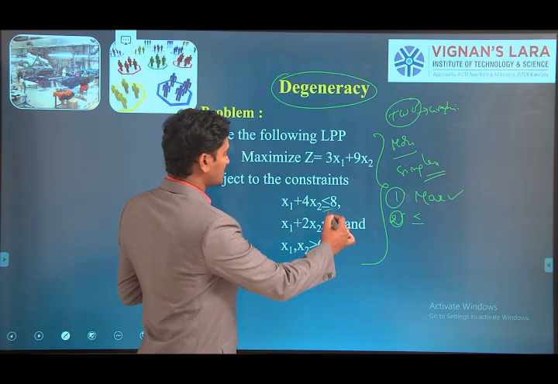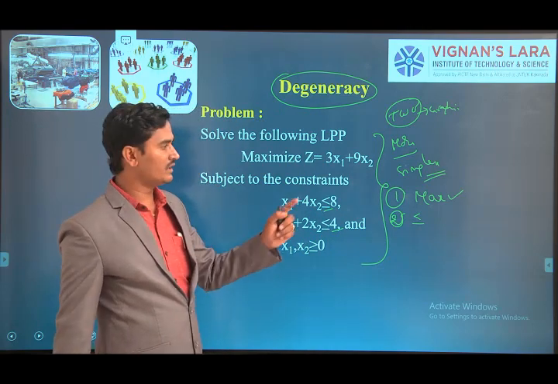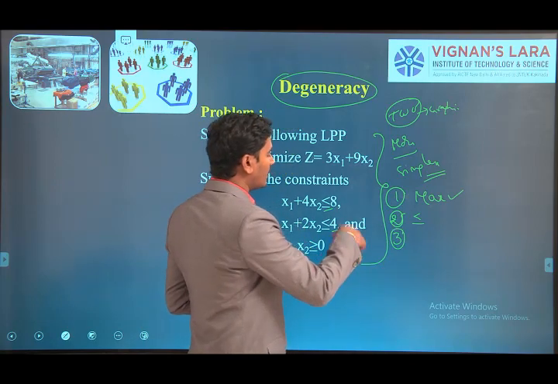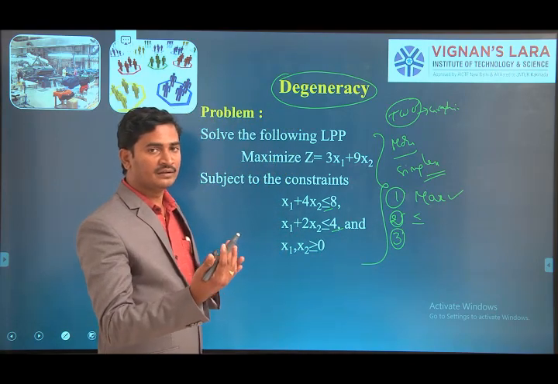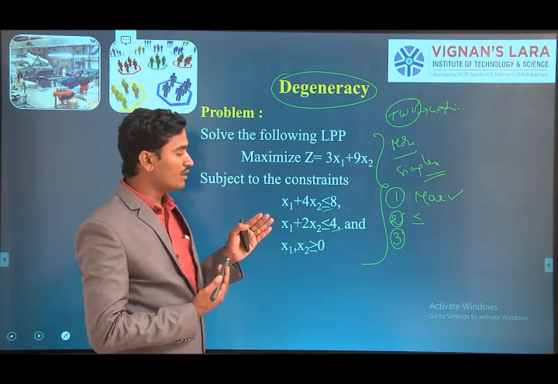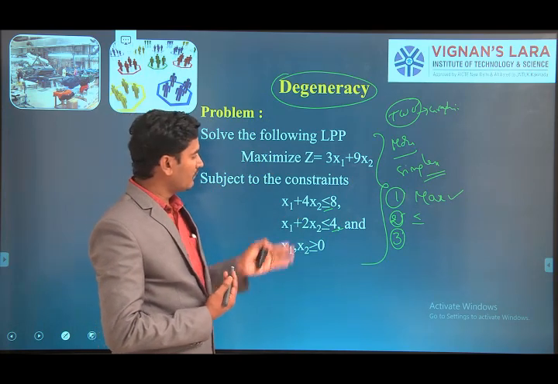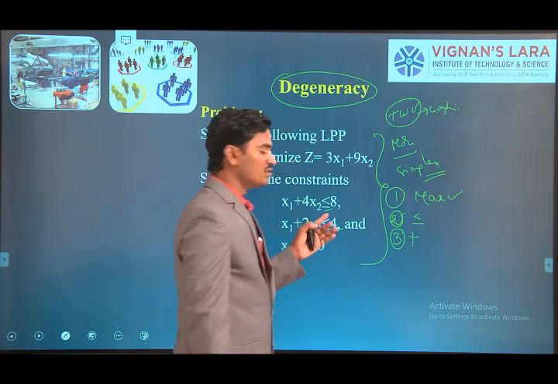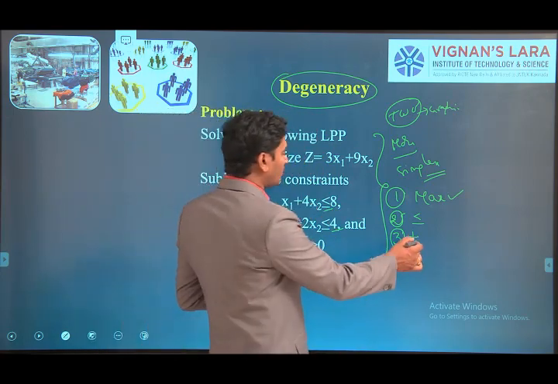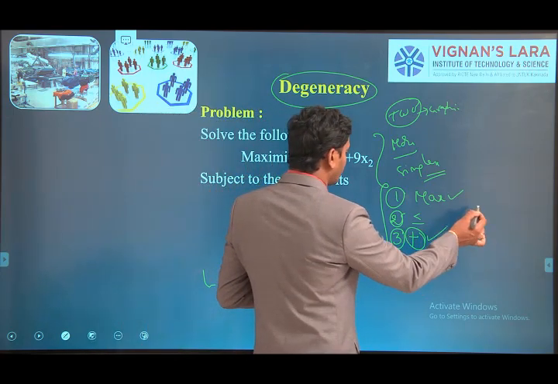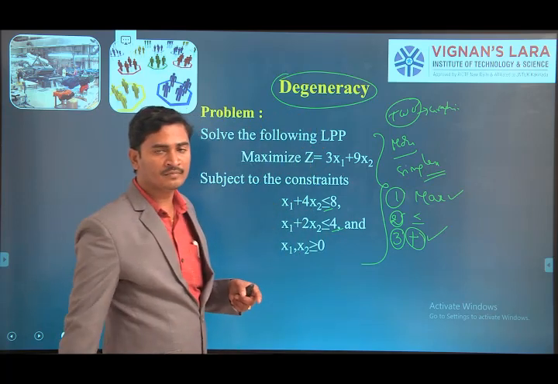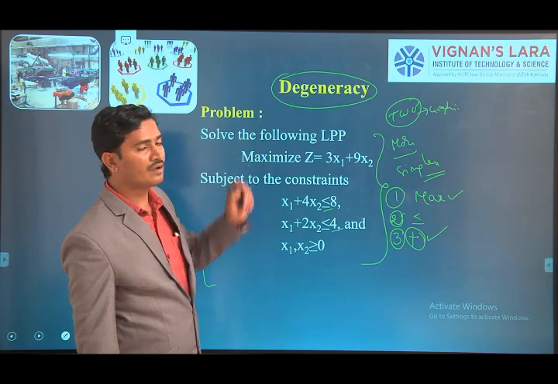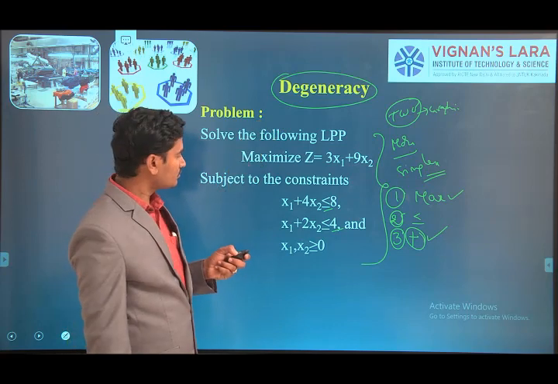Here, the two constraints are less than or equal to type, so the second rule is also satisfied. Then the third rule: at the right hand side, non-negative values are required. Here in our case, there is no negative on the right hand side, so these are non-negative values. So we simply use the simplex method to solve this LPP and to resolve the degeneracy.